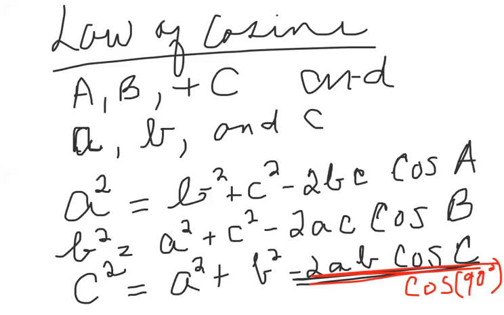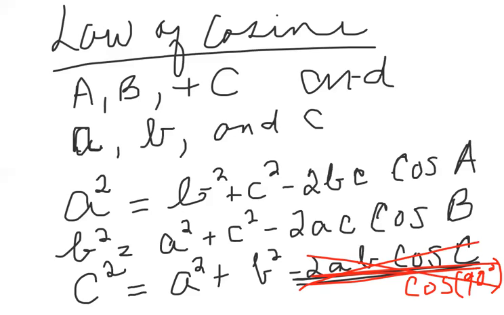And cosine of 90 degrees, think about it. Cosine of 90 degrees evaluates to what? It evaluates to 0. And 0 times anything is just 0. So essentially, all of this would cancel out, and you would be left with the Pythagorean theorem. So basically, the Pythagorean theorem works in this instance, a right triangle. It's a special case. So just thought I'd mention that to you guys.